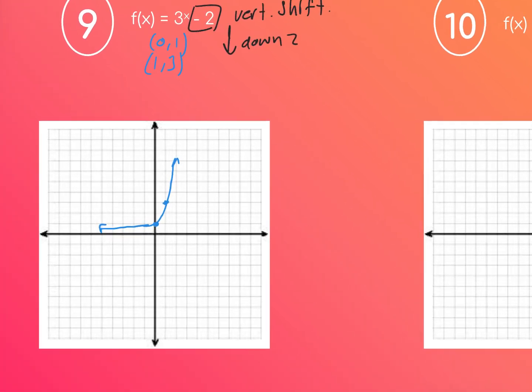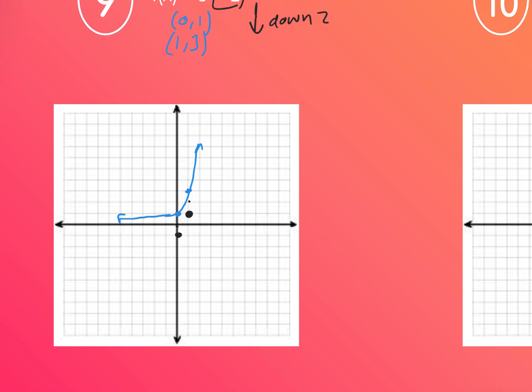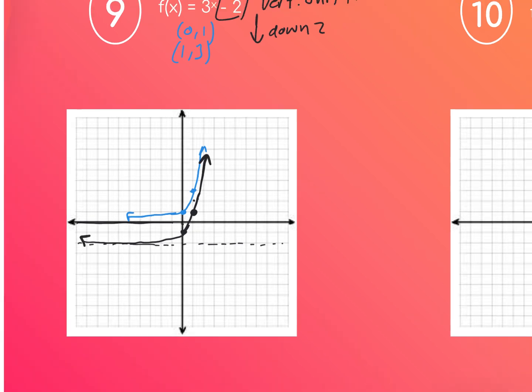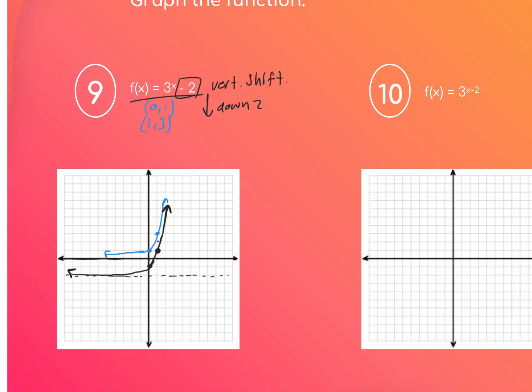So that means I'm going to take my points and shift them 1, 2 units down. Also keep in mind that now the line that we're hugging is not going to be the x-axis. It's going to go 2 units down. So we're going to hug this line right here, and that's the line that we're going to approach but never touch. So it's going to look something like this. So in black is going to be our exponential function for number 9.